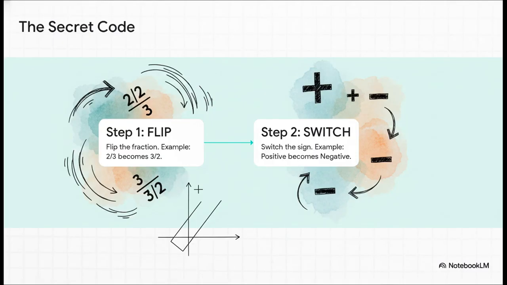And here it is. This is the secret code. It's just two simple things. First, you flip the fraction. So if you have 2/3, it becomes 3/2. Easy enough. Second, you switch the sign. If it was positive, you make it negative. If it was negative, you make it positive. That's it. Flip and switch.